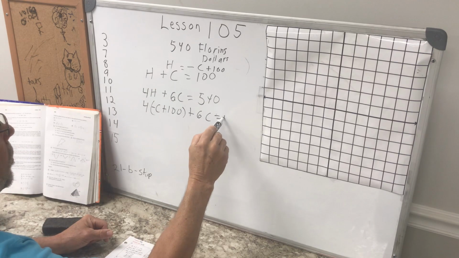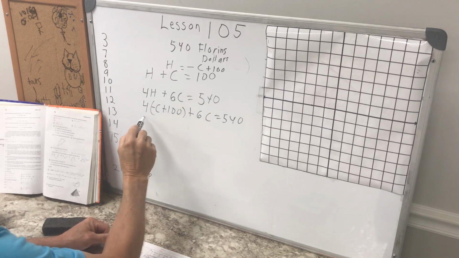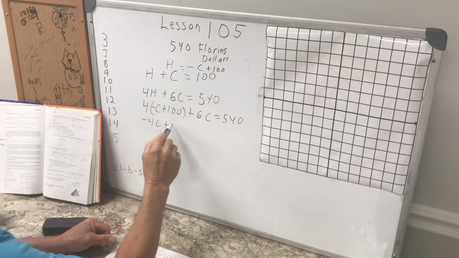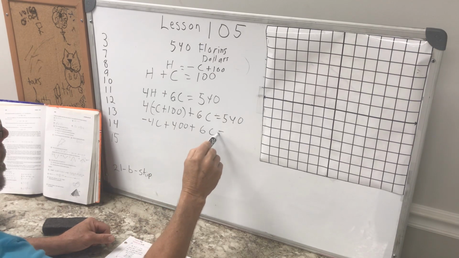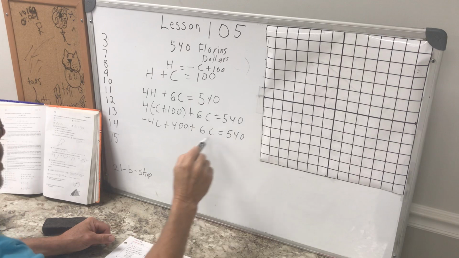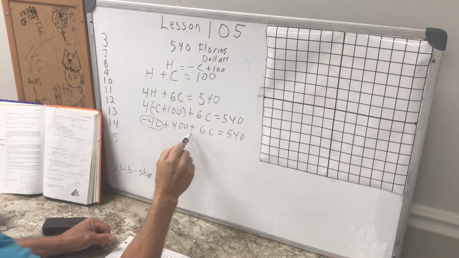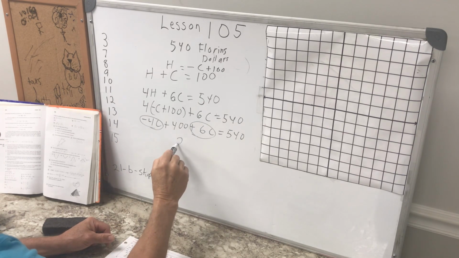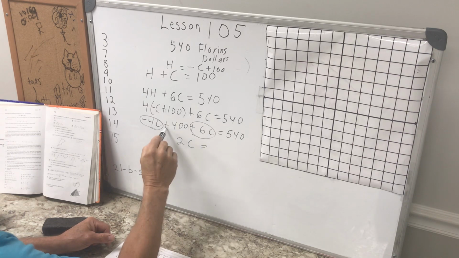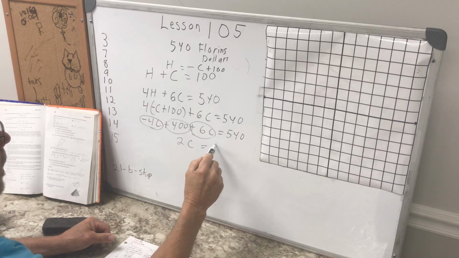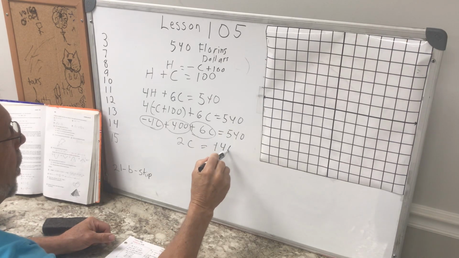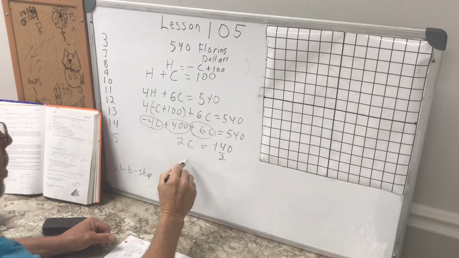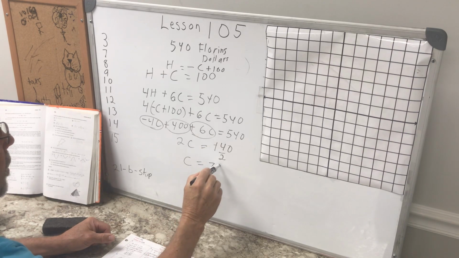6C equals 540. Distributive property: negative 4C plus 4 times 100 is 400, plus 6C equals 540. The negative 4C and a positive 6C looks like 2C. Take this 400, put it on the other side, and it's going to equal 140. Divide that by 2, and C equals 70.